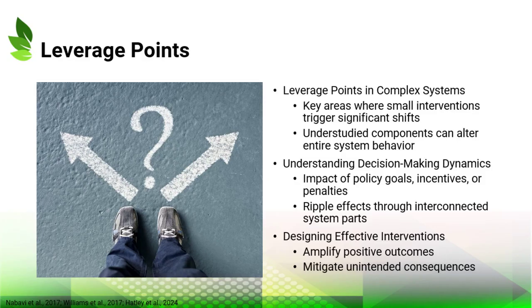Leverage points in complex systems are key areas where small interventions can trigger significant shifts in system behavior. System dynamics helps identify these critical junctures, enabling us to design effective interventions that amplify positive outcomes and mitigate unintended consequences. Understanding decision-making dynamics, such as the impact of policy goals, incentives, or penalties, reveals how changes in one part of a system can ripple through interconnected components.